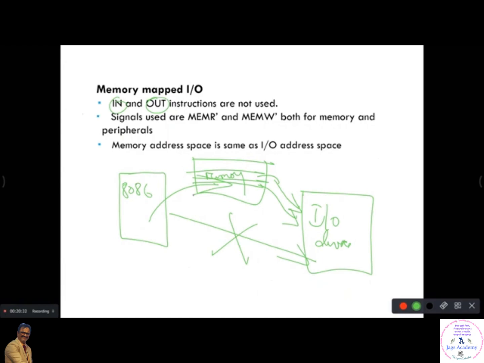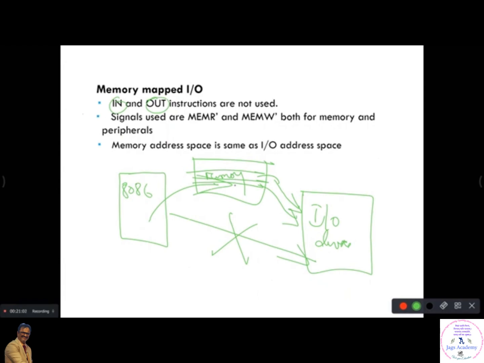Hope you're understanding this. Right? This is called memory mapped IO. There are two types of IO operations we have discussed now. One is IO mapped IO and the other one is memory mapped IO. In memory mapped IO, we directly get the data from the memory. That's all. We don't use the IN and OUT instructions. Have you understood this? Okay. So these two are different types of IO interfacing.